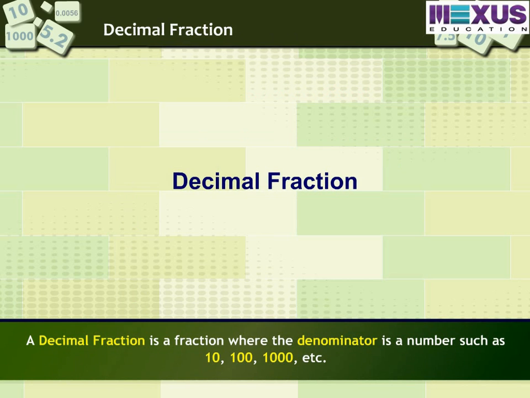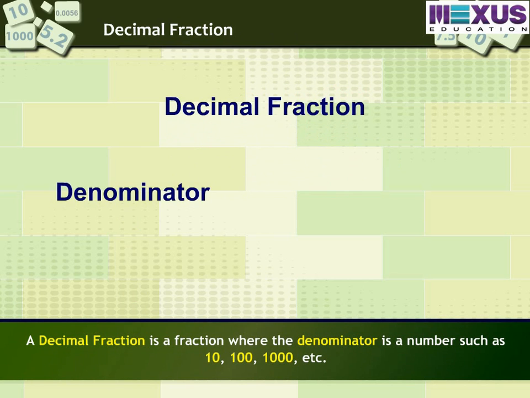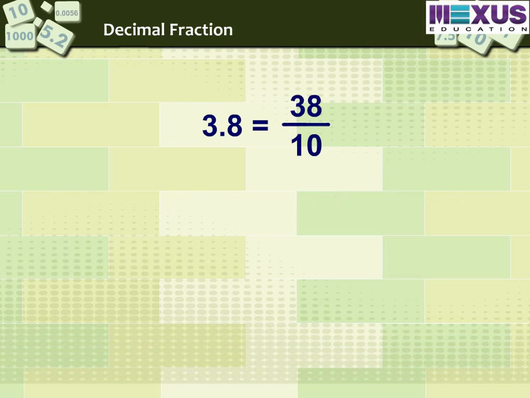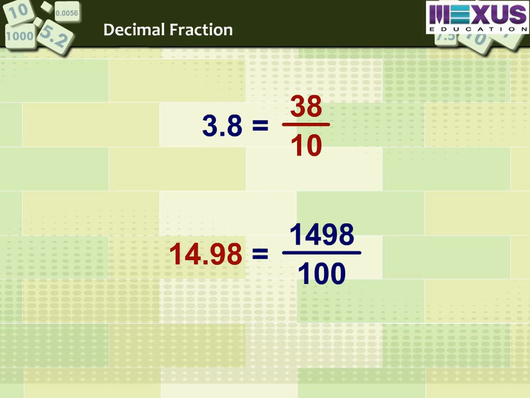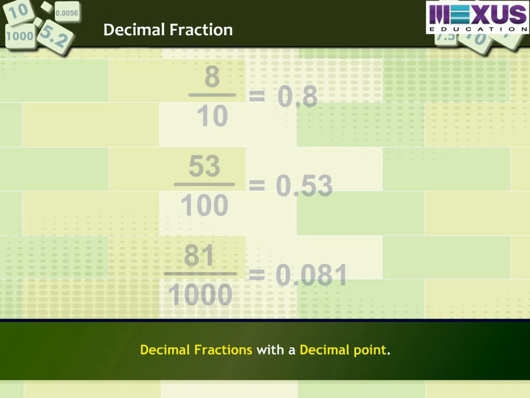A decimal fraction is a fraction where the denominator, the bottom number, is a number such as 10, 100, 1000, etc. In other words, a power of 10. So, 3.8 would look like this, and 14.98 would look like this. You can write decimal fractions with a decimal point and no denominator, which makes it easier to do calculations like addition, subtraction, multiplication, and division on fractions.